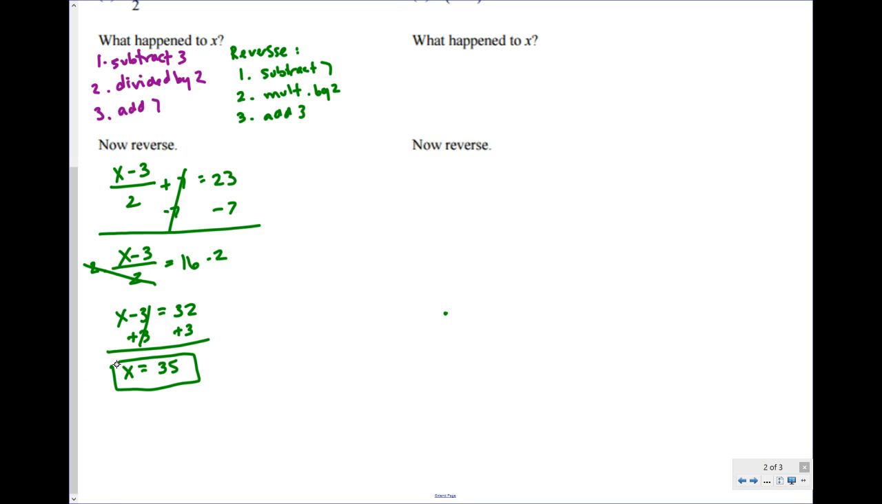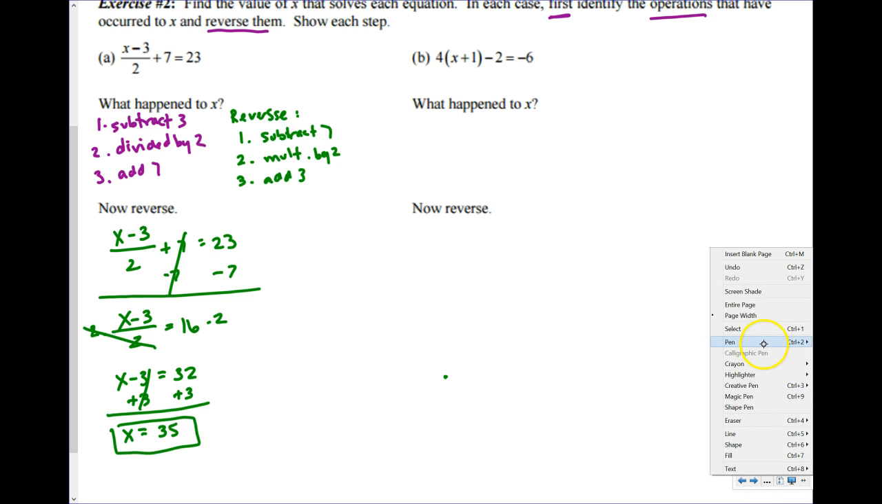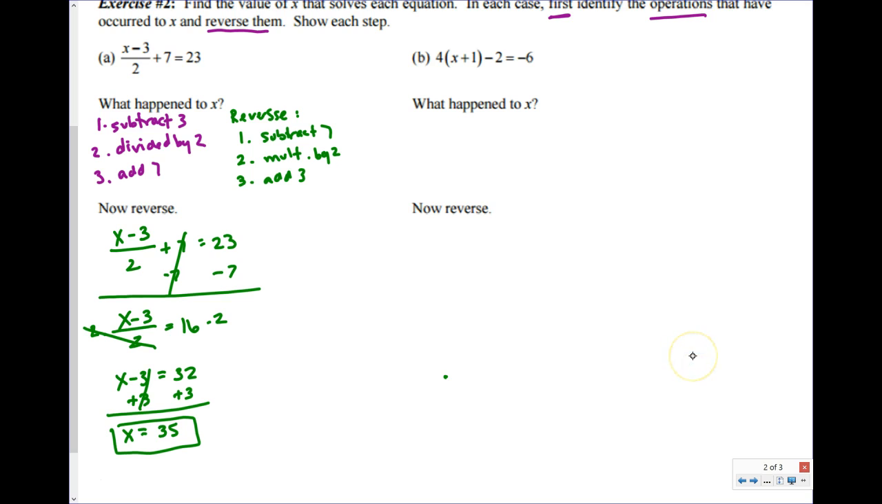Okay, this is inverse operations. Remember, this only works when my variable appears only once. See how the x only appeared one time? So that means I can use inverse operations. Okay, why don't you try letter B on your own? So pause the video and try letter B, and then unpause when you're ready.